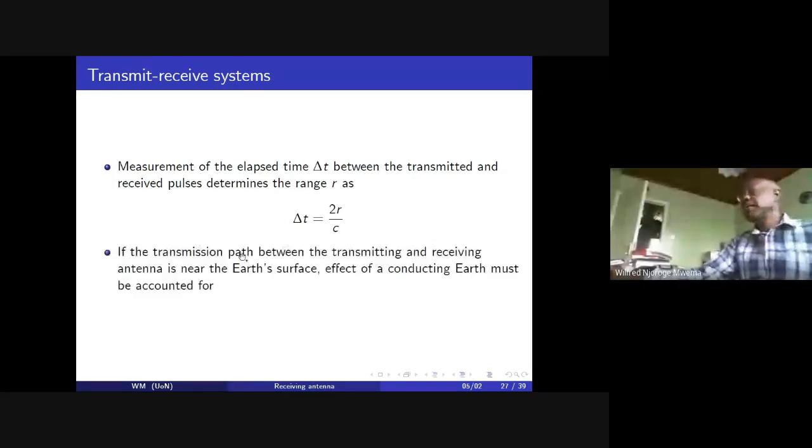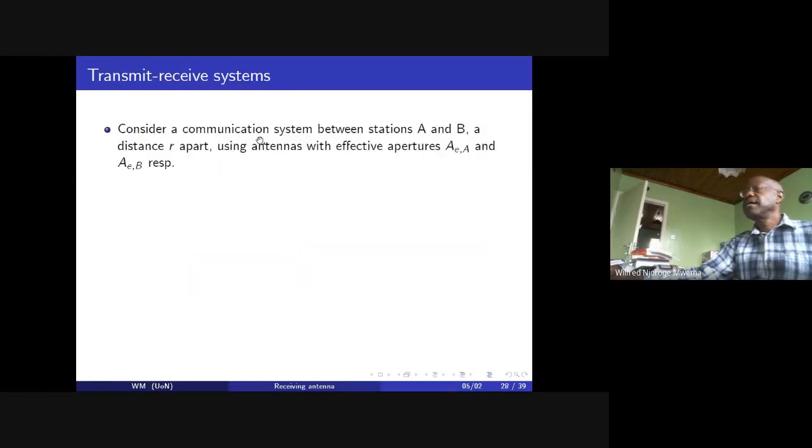So if the transmission path between the transmitting and the receiving antenna is near the Earth's surface, then we have to take into consideration the effect of a conducting Earth, because the conducting Earth will also cause reflections. So we consider a communication system between two stations, that is station A and station B. Say, for example, your mobile phone and the base station that is transmitting the energy towards your mobile phone.